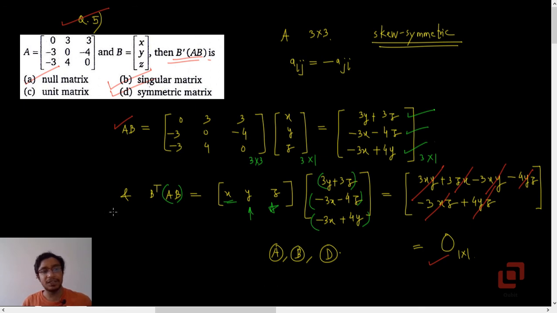And can you come up with a general result? Yes, that general result is if A is skew symmetric, then x transposed into A into x is always a null matrix, where x is the vector x, y, z, and the role of x is now being played by B. Yes, so that was question 5. Let's go to the 6th.